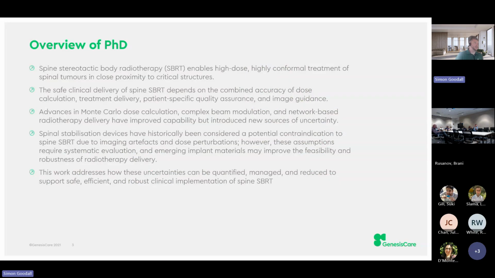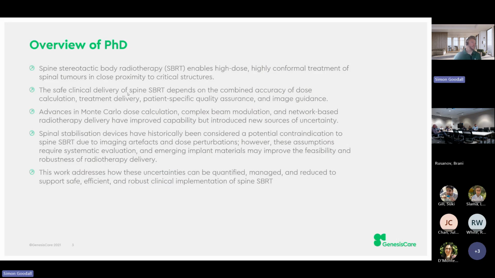Basically, as the title would suggest, it's based on spine stereotactic radiotherapy, which is high-dose, highly conformal treatments to spine targets, either primary or most commonly metastases, which we have in the spinal vertebrae. Where we particularly looked at this was during the rollout of this within Genesis. So we have a very clinical context, and it's very clinically driven, more so than pure research or novel approaches.